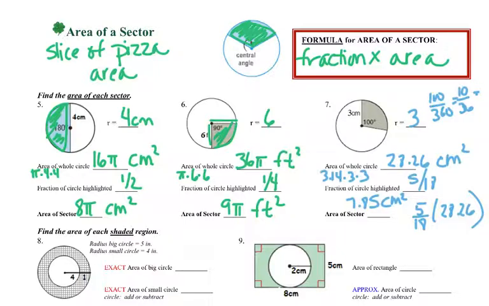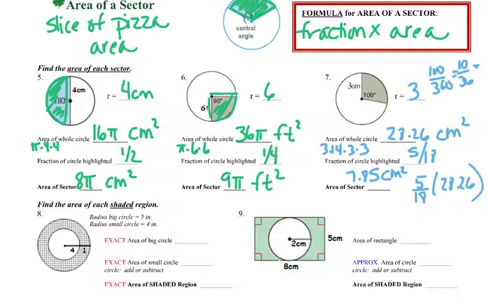Area of a sector. Last thing, we've got these shaded areas, and we know we subtract. This is what I call the donut question, where the radius of a big circle is 5. So 5 times 5 is 25 pi inches squared. Small circle has a radius of 4. 4 times 4 is 16 pi inches squared. And in shaded, I always subtract. So 9 pi inches squared.